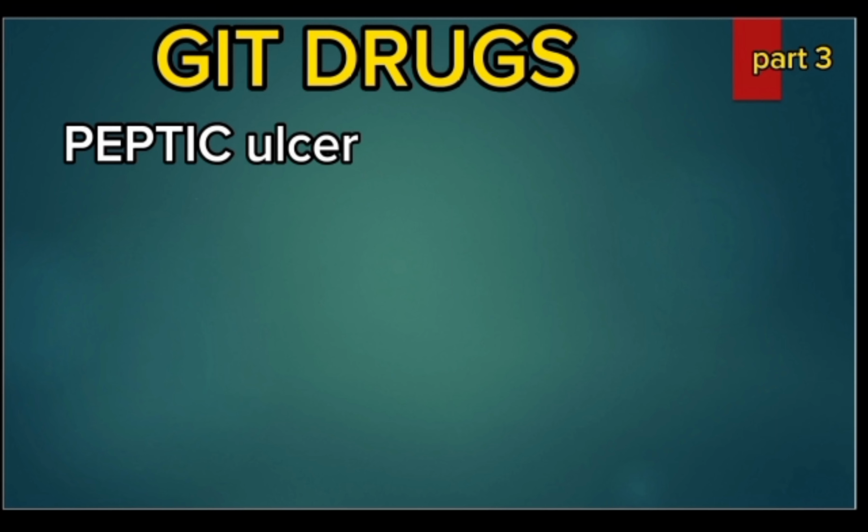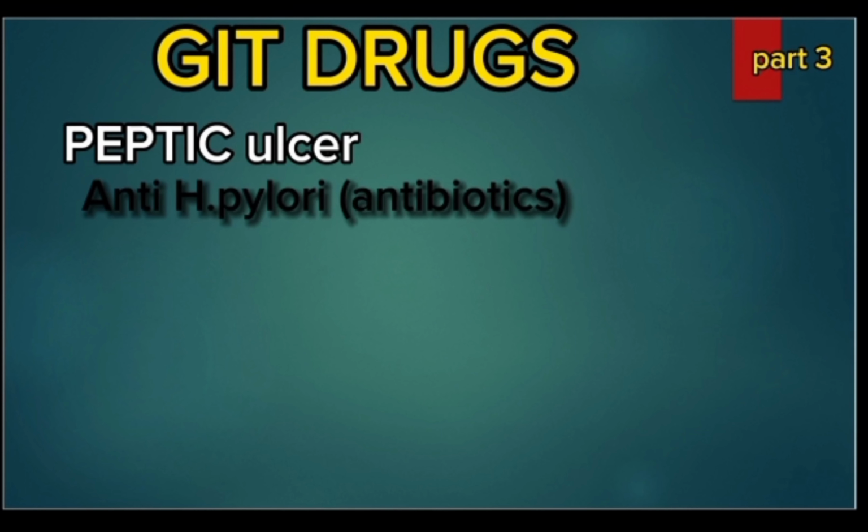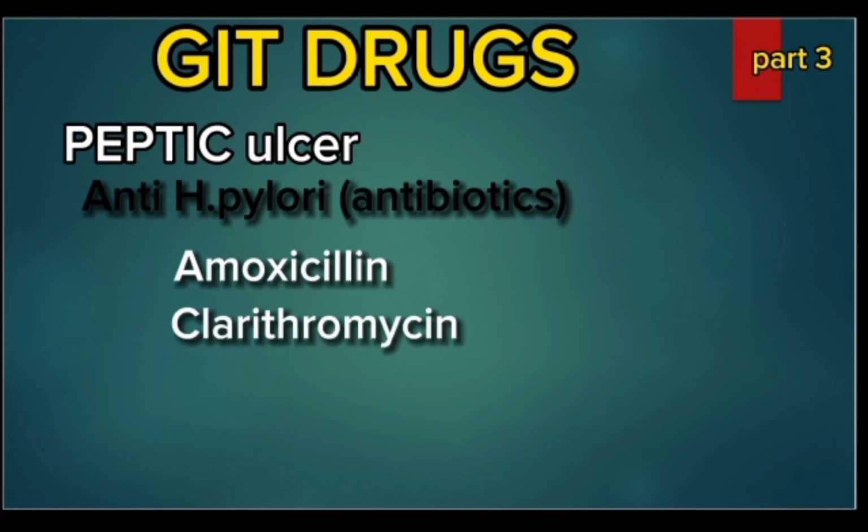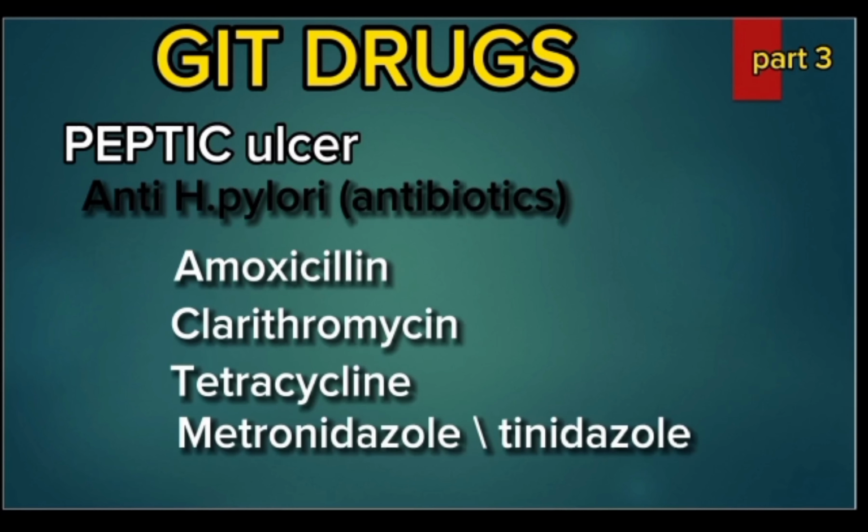Now the last group of drugs for the treatment of peptic ulcer is considered etiologic because the ulcer may be due to bacterial infection. The most important bacterium involved in peptic ulcer is H. pylori. This can be treated by giving antibiotics. The antibiotics include amoxicillin, clarithromycin, tetracycline, metronidazole and tinidazole. These are the drugs that kill the bacteria.